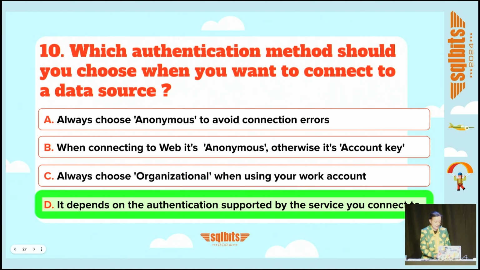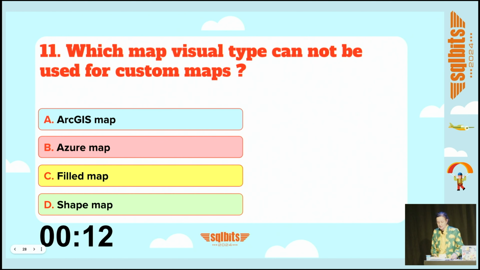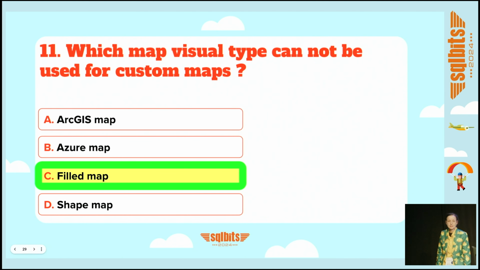11. Which map visual type cannot be used for custom maps? Is that A, ArcGIS map, B, Azure map, C, field map, or D, shape map? I see differences here. I see some D's, I see some C's, I see some B's. But indeed, it's C.